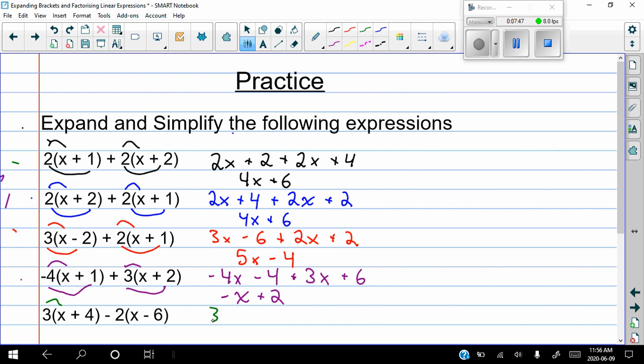So this last one, we have 3 times by x. So we get 3x. 3 times by 4, which is 12. Then we have negative 2 times by x, which is negative 2x. And negative 2 times by negative 6. So remember, that's 2 negatives, so we're going to get a positive number out. And we get 12. So 3x minus 2x is x. 12 plus 12, 24.